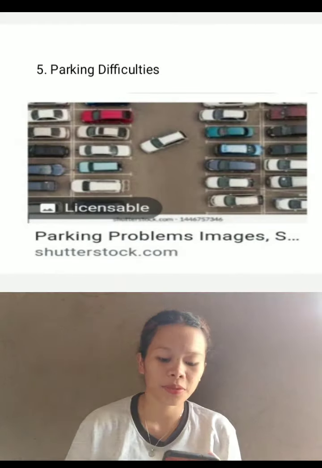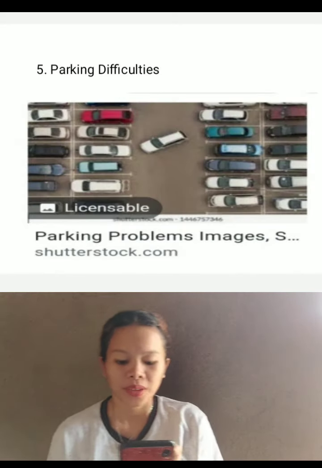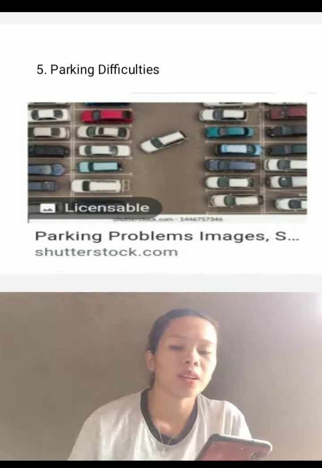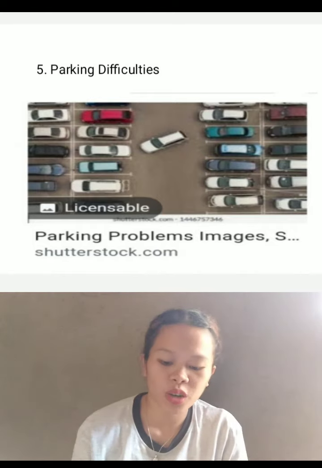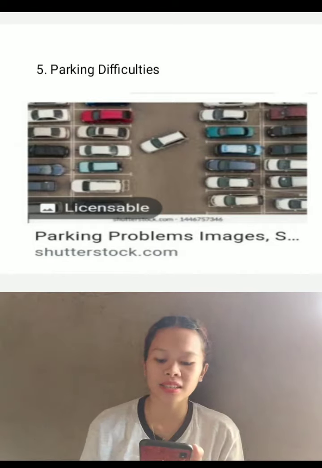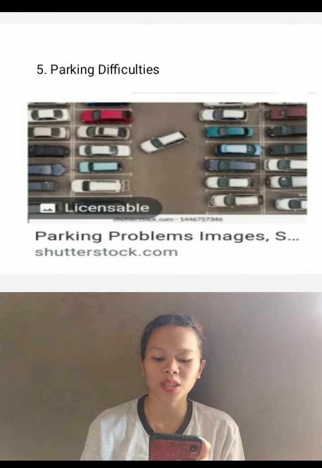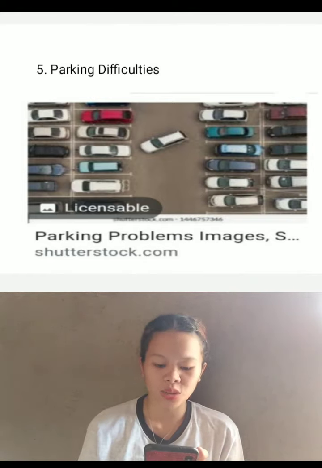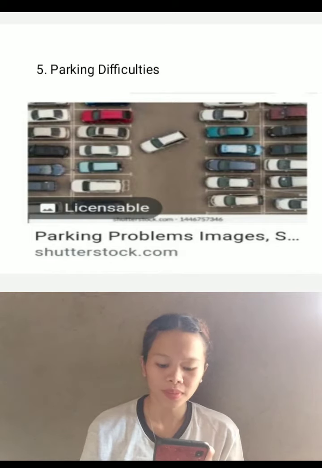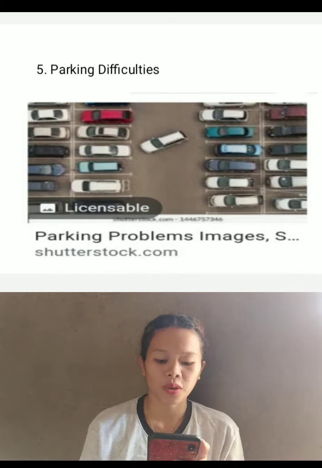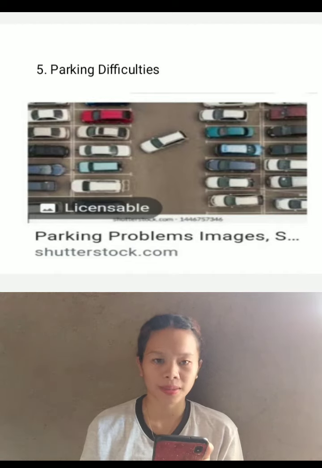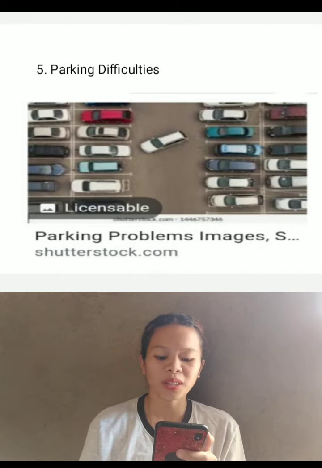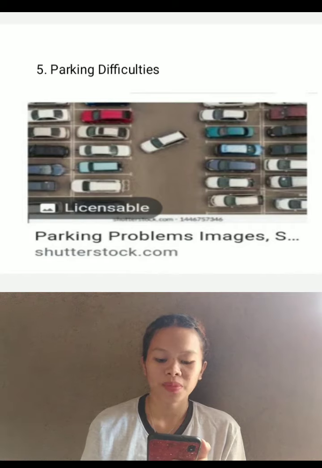And now let's proceed to number 5, which is the parking difficulties. Parking difficulties means that many car drivers stuck in city traffic jams are not actually trying to go anywhere. They are just looking for a place to park. For them, the parking problem is the urban transport problem.